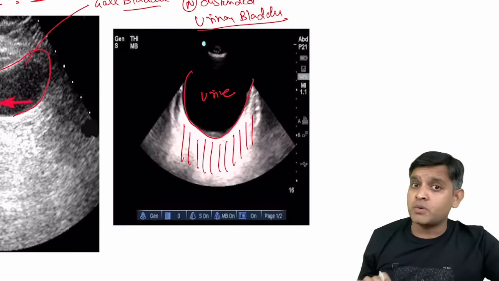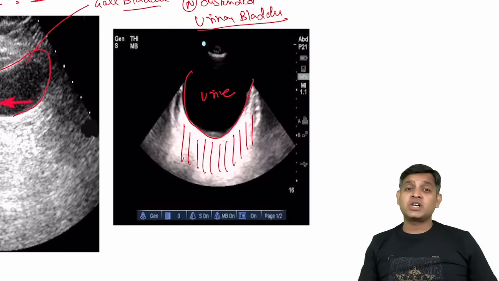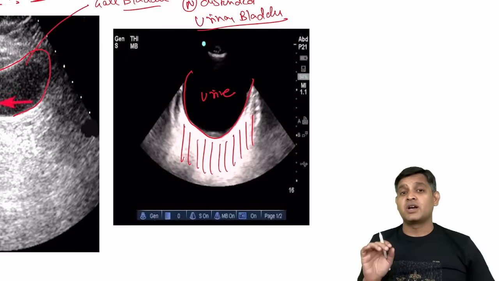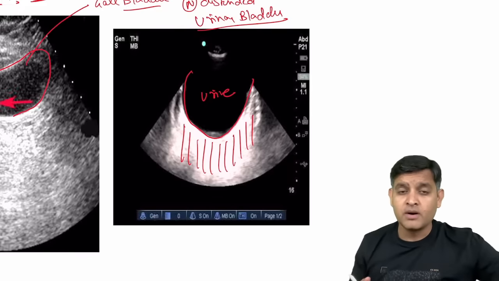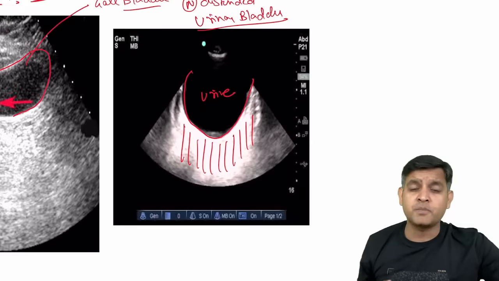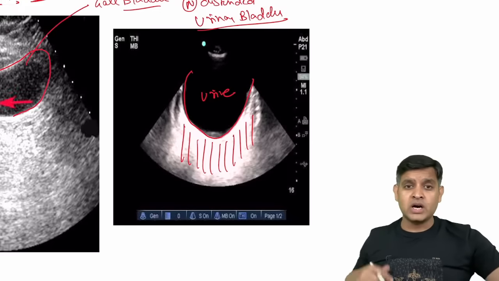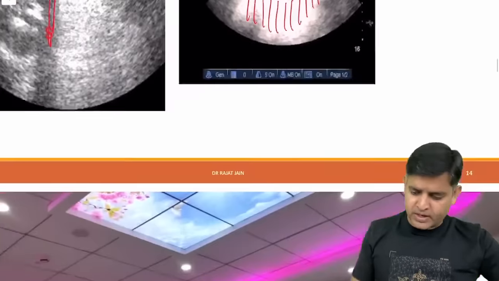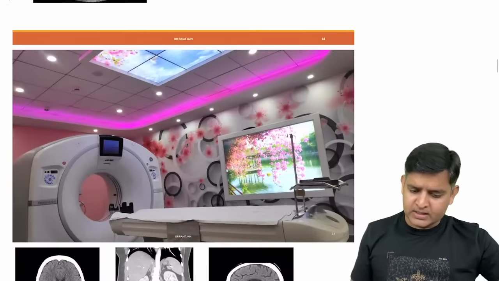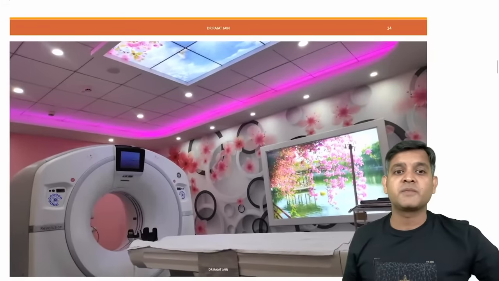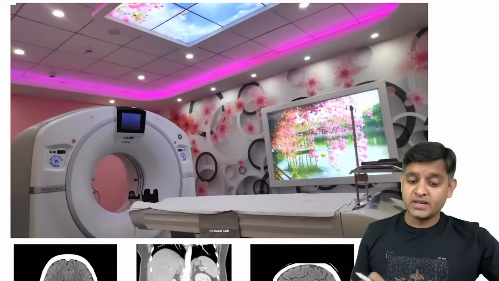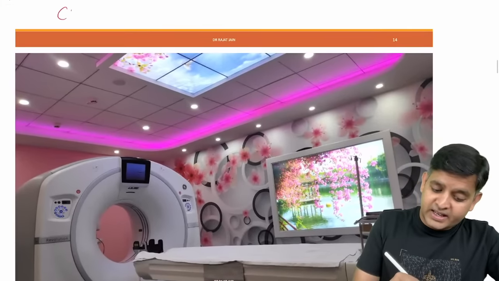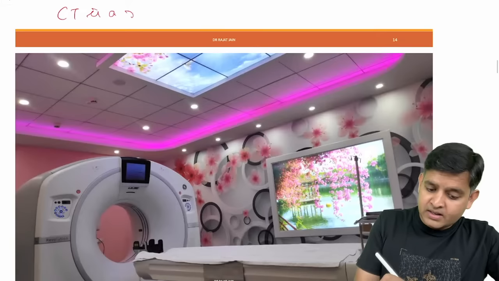Okay. The most important role of ultrasound is to differentiate a solid lesion from a cystic lesion. For a thick and deep body part, you're going to use a low frequency probe. For a thin and superficial body part, you're going to use a high frequency probe. Okay. Now just quickly tell me, which machine is this? Remember, CT is a ring.